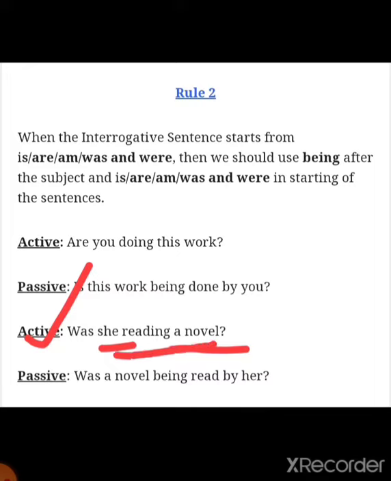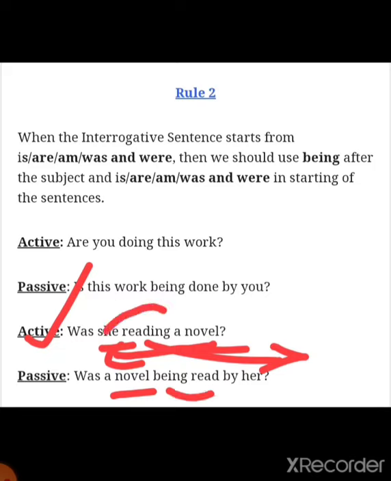So novel and she will change their places. So a novel comes here. So before a novel, what will we be writing? Was or were? Any of the two. That means a novel, singular in number. Obviously we cannot write were before a novel. So was a novel. After that, being. Why being? Because ing is there. That is why you have to write being, B-E-I-N-G, being.